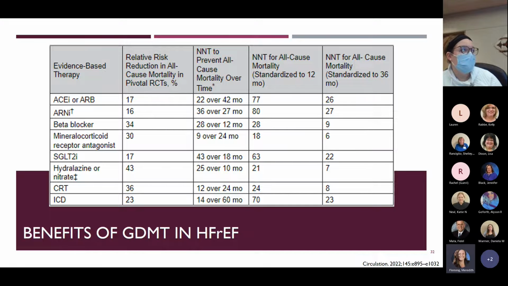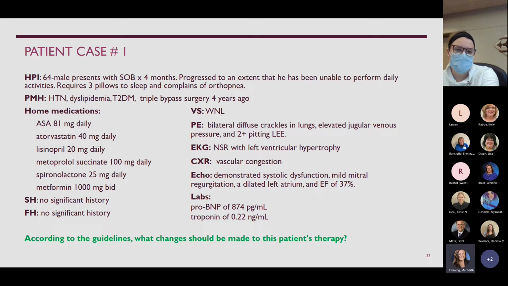So I thought this was really impressive to see how beneficial these medications actually are, and comparing them to some of our other therapies that we've been using for quite some time now. Before we move on to the other classifications of heart failure, I've included a patient case for you all to review to give us some practice.